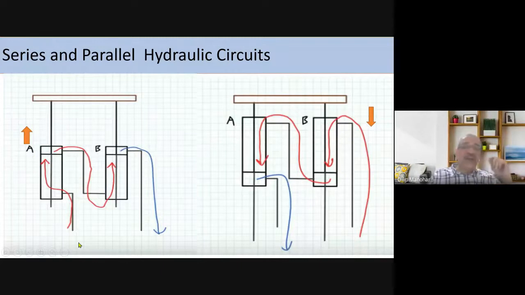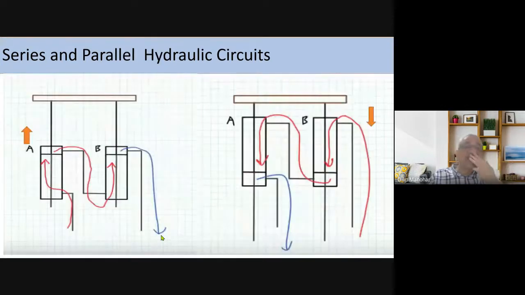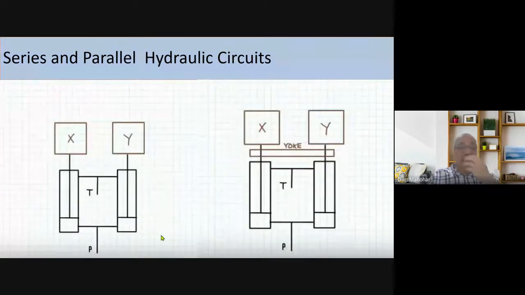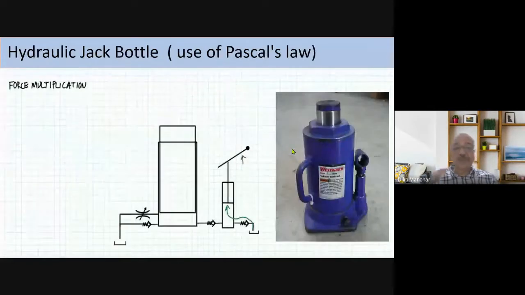While extending, the flow will go from here. It will extend the rod at A, then it will start extending rod B, and this will go to the tank. But this has some disadvantage. It may not go synchronously. What we are trying to see is a synchronous motion. What we should do physically is what I'm trying to show. Use a yoke. Yoke is a mechanical connection between these two sides. Mechanically couple the rods of both cylinders together. Then only it will go as a synchronous motion. This is the point I want to show.